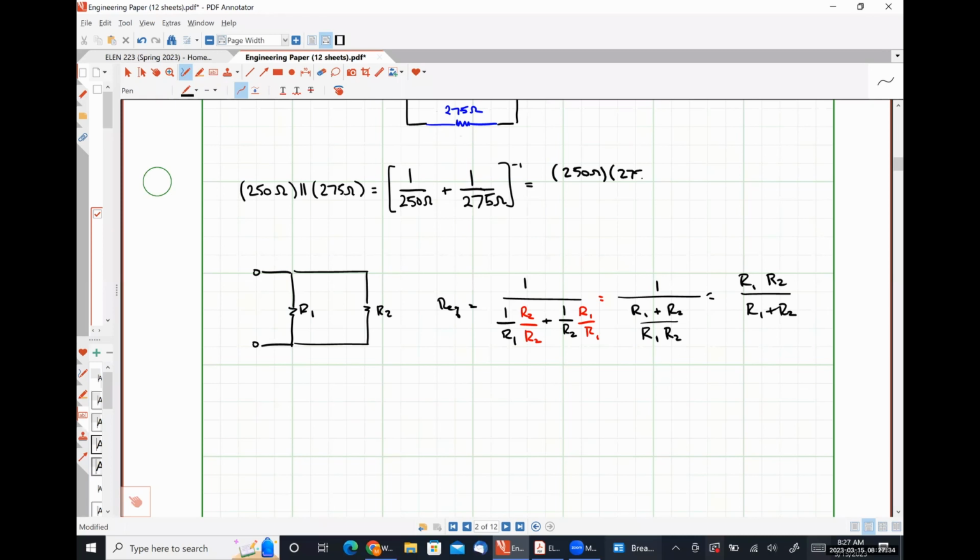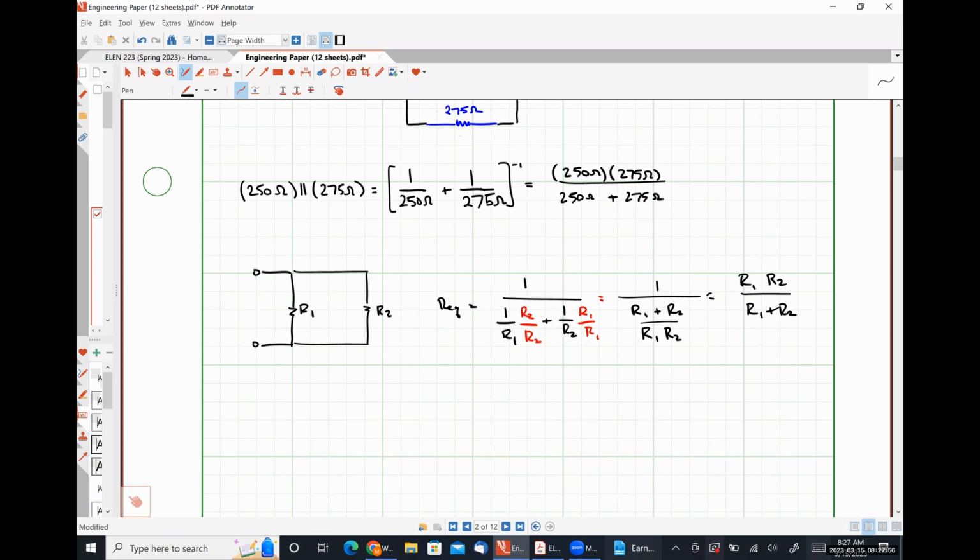So I'm saying that because you're going to see me do something like this, 250 times 275 over 250 plus 275. Practically every time I have only two resistors in parallel, because that's easier for me to do than adding the reciprocals and taking the reciprocal. Okay, so I just wanted you guys to know where that's coming from.